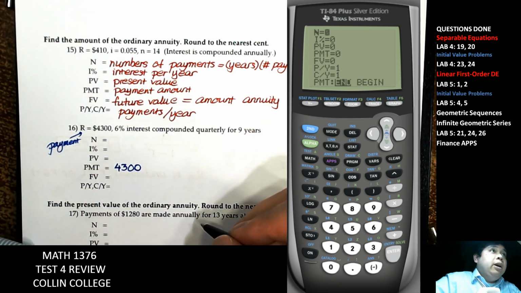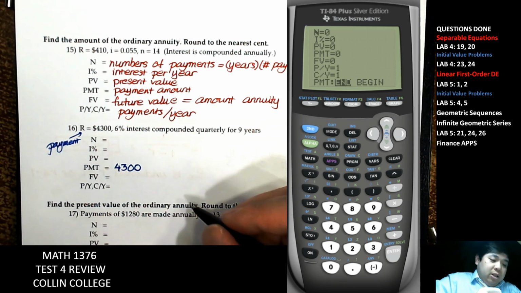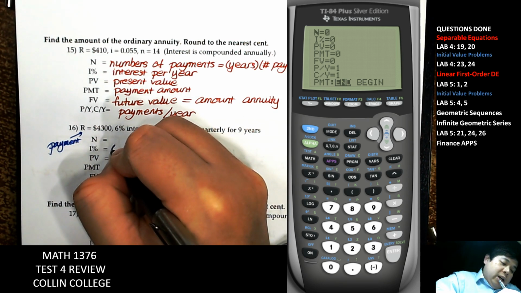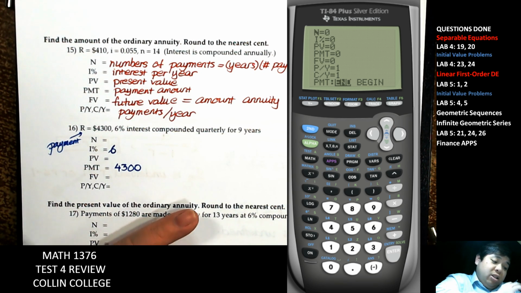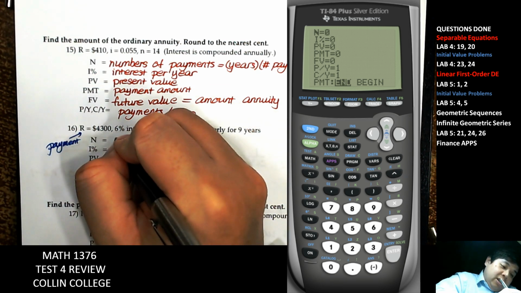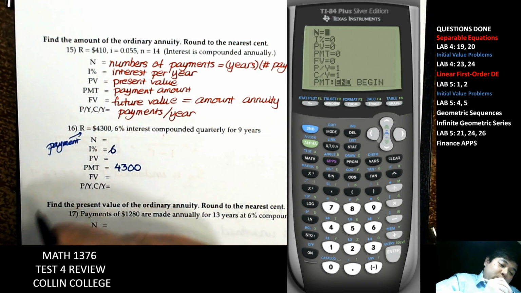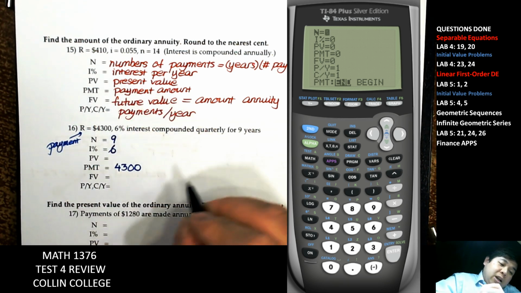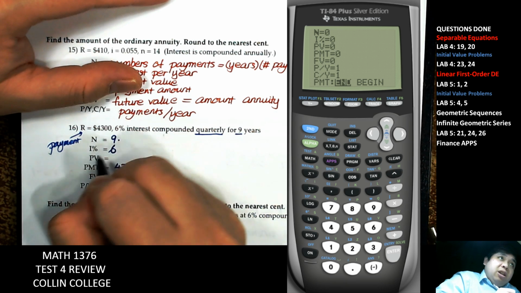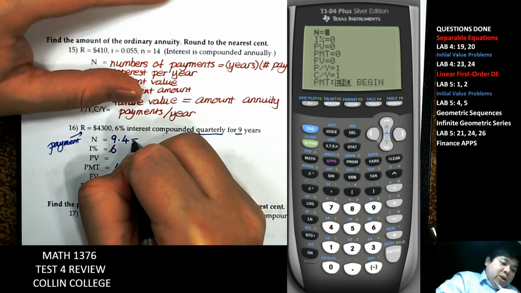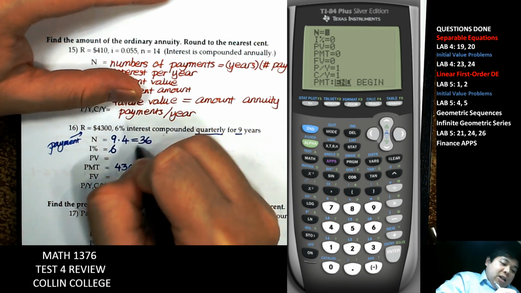$4,300, 6% interest. The 6% will be here. I think we just enter 6 will be just fine, or 0.06, I think that also works, but 6. 9 years, be careful with that. This is quarterly for 9 years, so we have 9 years and 4 times a year. That should be 36 instead.